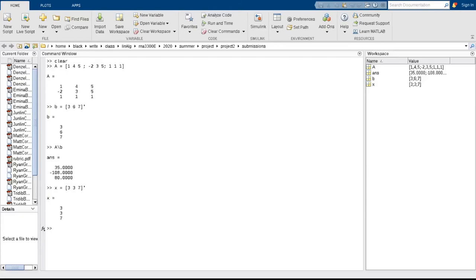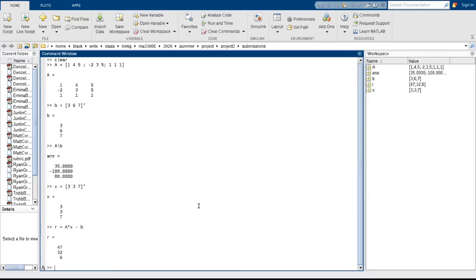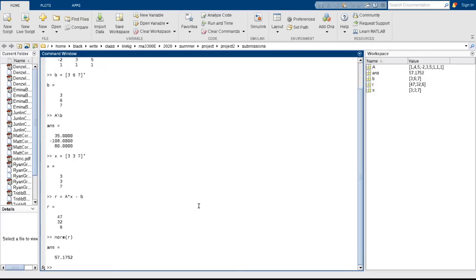Now what am I going to do? First thing I need to do is define a residual. It's going to be A times X minus B. You can see the residual is way off there. If I want to find the length of a vector in MATLAB, the command is the norm function. So the length of that vector is given by the norm of R.